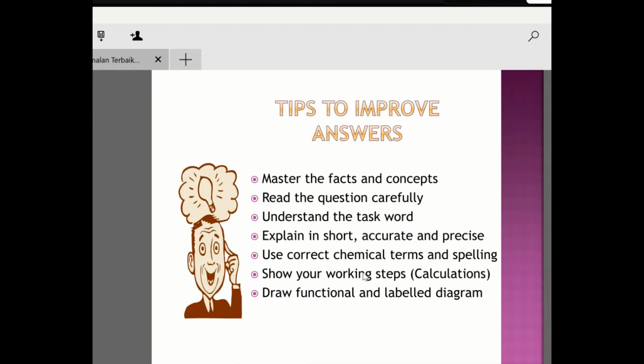And then last but not least, for sure, is the functional and labelled diagram. I think the majority of students don't like to draw. When they draw, they also forget how to label. So if we want to improve the students' answers and their score, we must work through these steps, from day to day, from time to time.